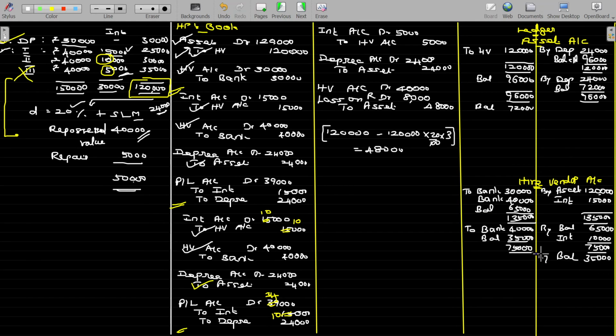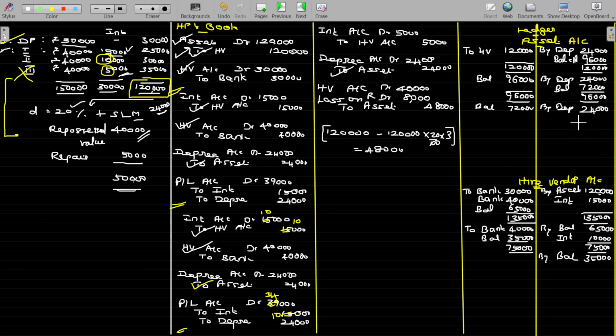And we are in the last year. Last year again make a charge for the depreciation asset account. Asset account la by asset account போட்டுக்கிறேன். By depreciation. This value being 24,000. This balance being 24,000.